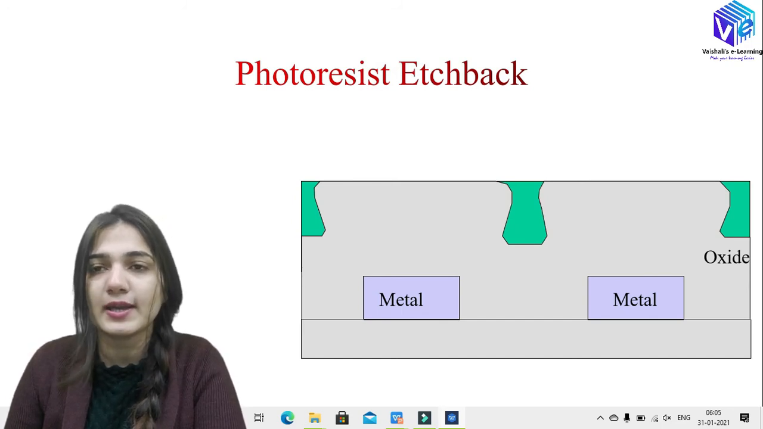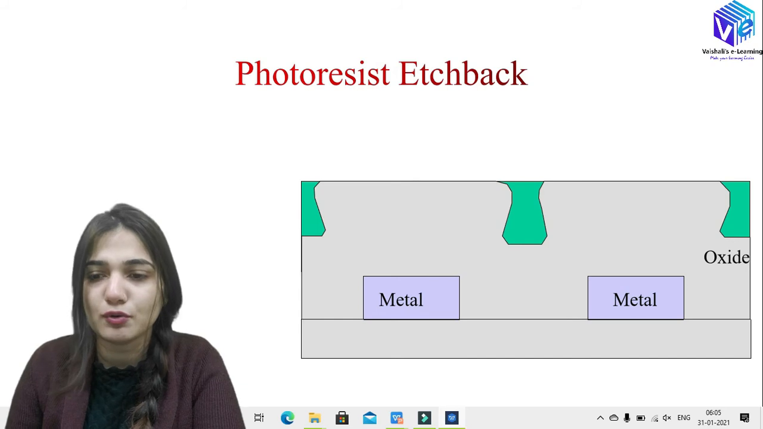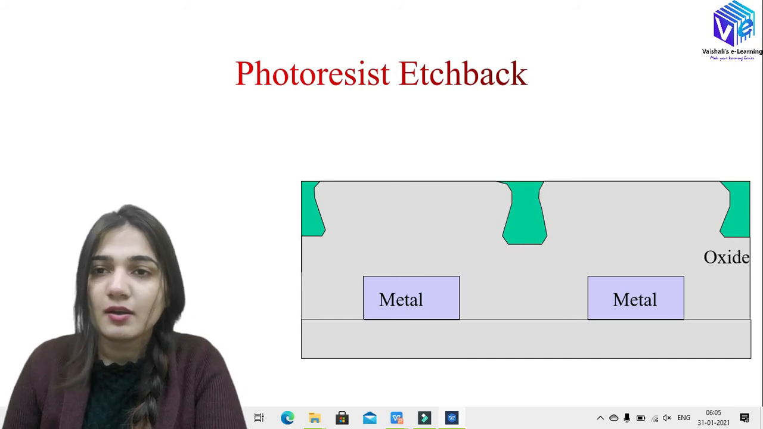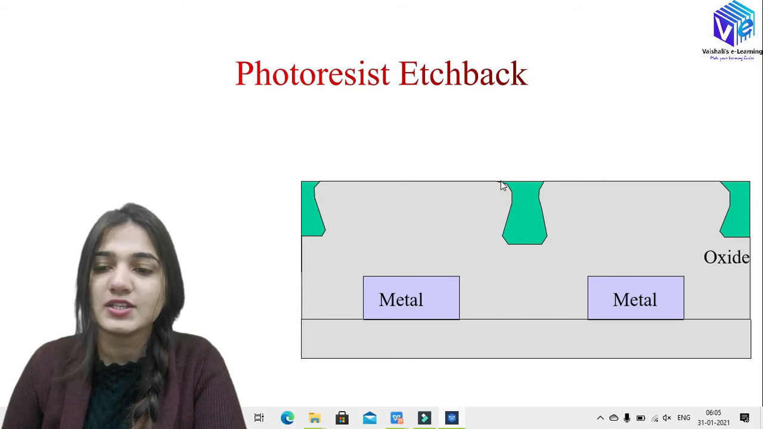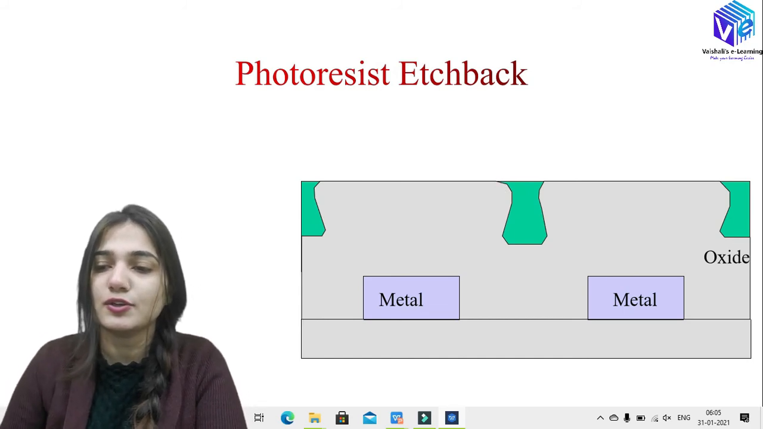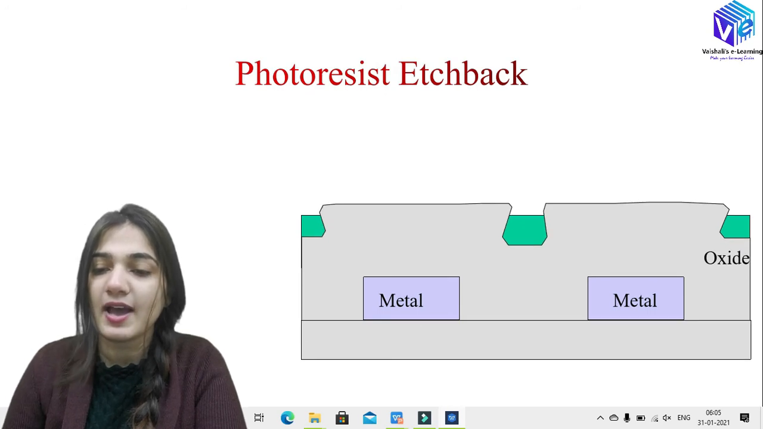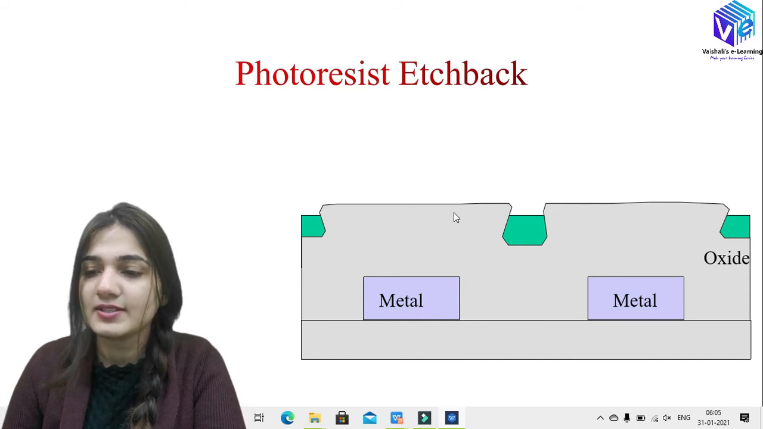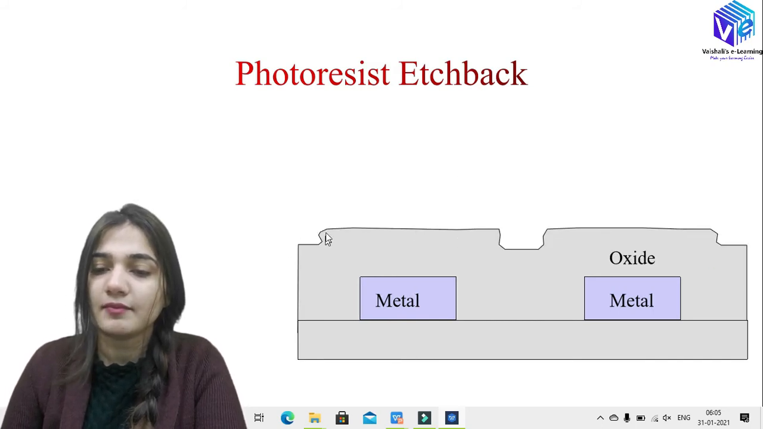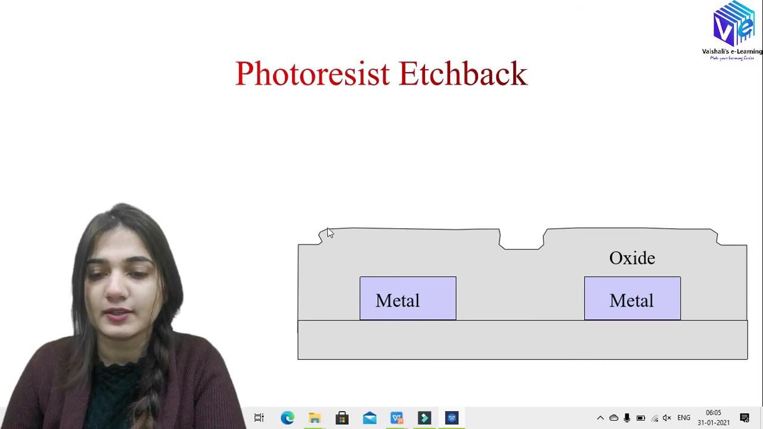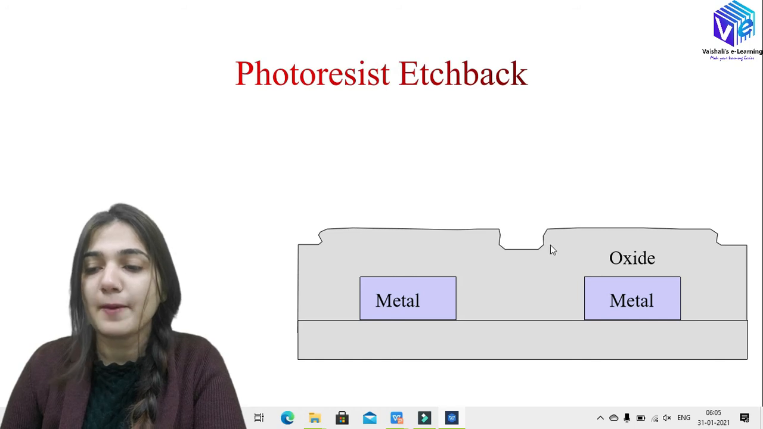I have the fluorine ion. The fluorine ion is going to remove the oxide layer. And after that I have the oxygen radical. The oxygen radical is going to remove this photoresist layer. So you can see we have the photoresist layer which is etching faster than the oxide layer. For this reason you can see the continuity is not there, so the roughness is not removed completely, right?